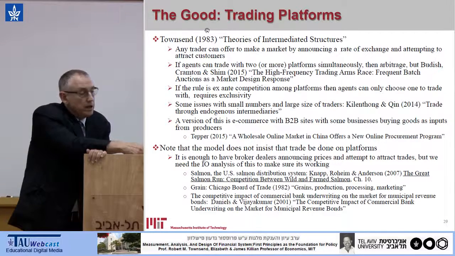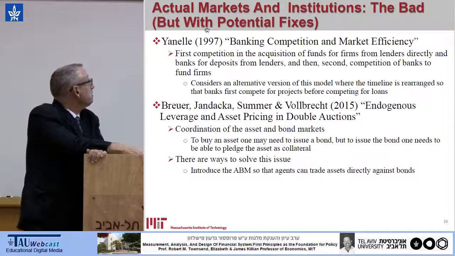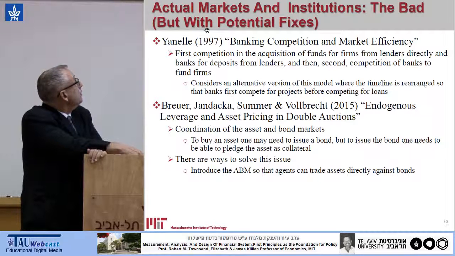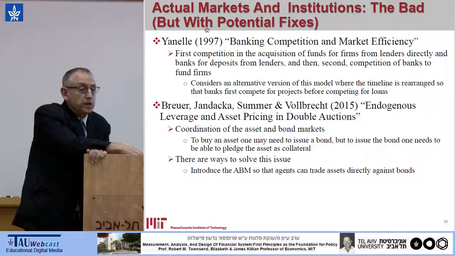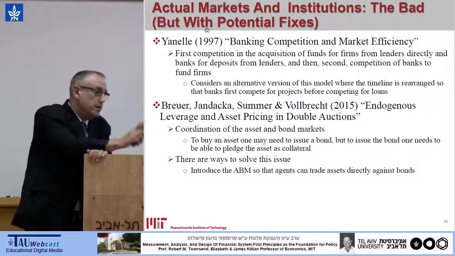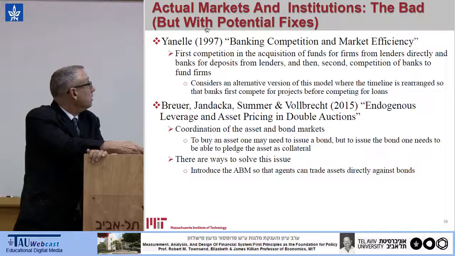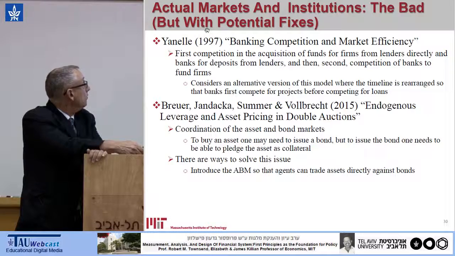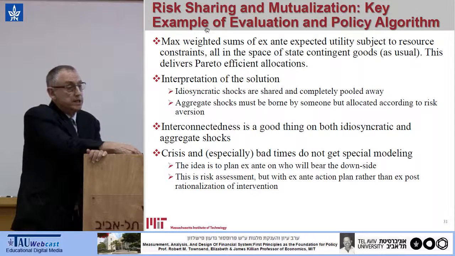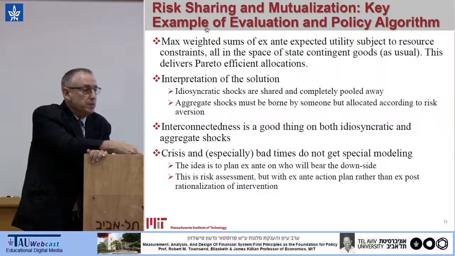So I could go on, and there are things that didn't work so well. For example, an early paper, not so early paper, on whether you want to have the competition to attract funds before you have competition for lending or vice versa. One of those things works well, and the other is terrible. Terrible by this standard I keep using, the same standard, achieving Pareto optimal or core allocations. So this work is giving us some guidance about potential problems and how to organize these financial markets, and there is other work on double auctions, which I'll skip. So here's another example of this algorithm, something I've done quite a bit, which is the allocation of risk bearing.